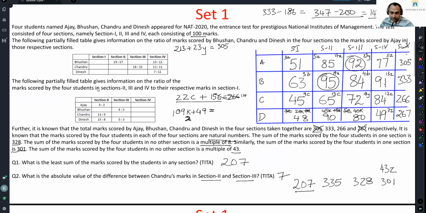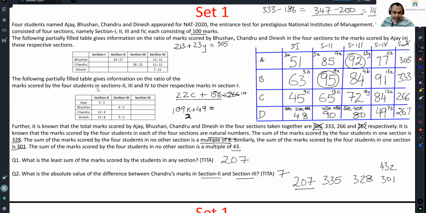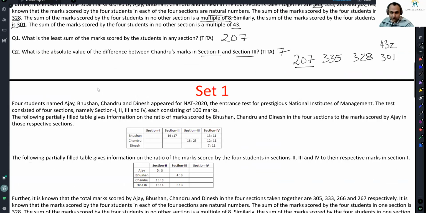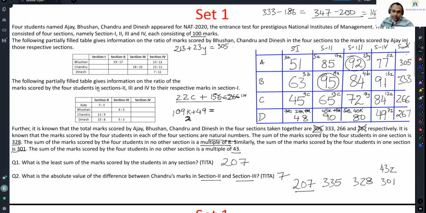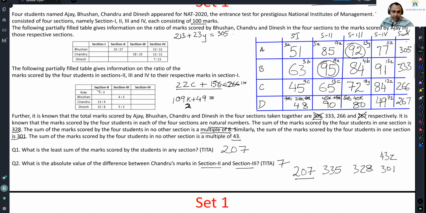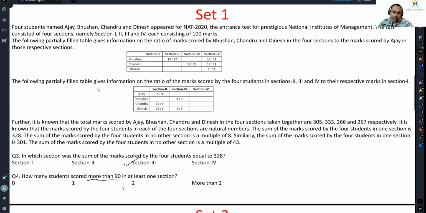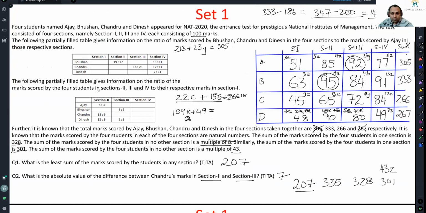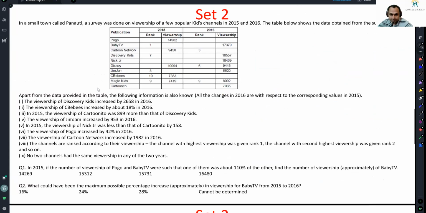Chandru has never scored more than 90 in any subject. Dinesh, while he has scored 90, the question asked of more than 90. So Dinesh will also not get counted. These two, Ajay and Bhushan, are the only 2 kids who have scored more than 90. So answer to the last question is also 2. And that is the end of this question. Good mental processing and good number theory based work.